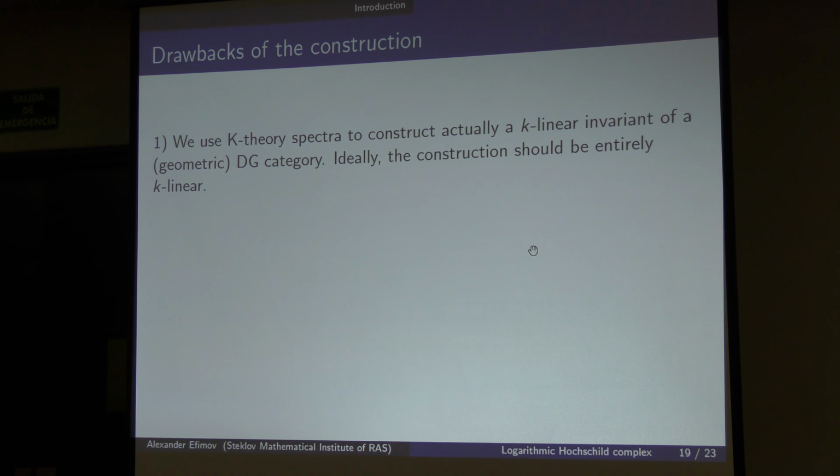So now there are several drawbacks of this construction. We use K-theory spectra to construct an invariant which is k-linear, which ideally, of course, just like the Hochschild complex, should be given by some complex constructed from the dg algebra. Possibly it's a bit naive goal, but still. Of course, it looks really strange when you obtain some complex of vector spaces, and to construct it you are using K-theory, which is a highly non-trivial machinery.